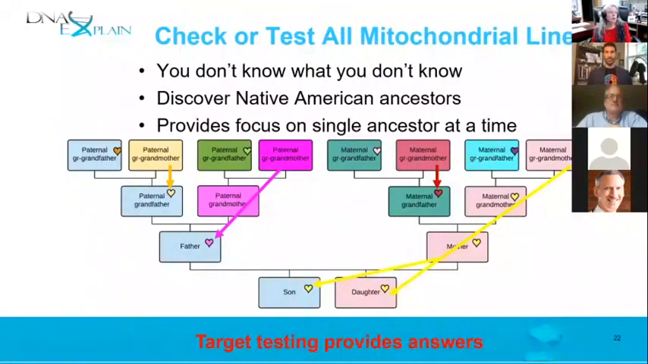So what's the message here? Check or test all your mitochondrial DNA lines. You don't know what you don't know. You can discover Native American, Jewish, African. You don't know. You literally do not know what you don't know. And target testing provides answers. And so that's what I do.